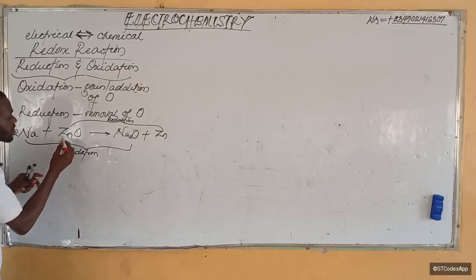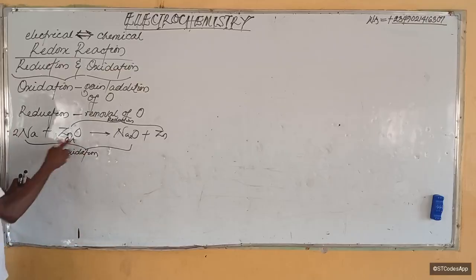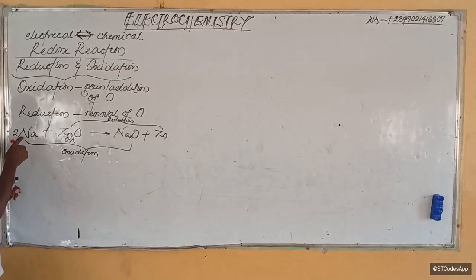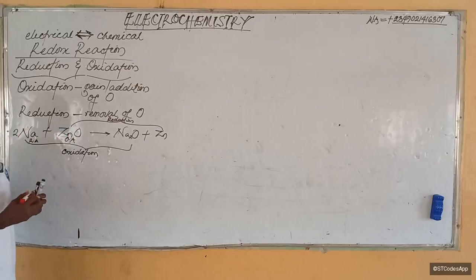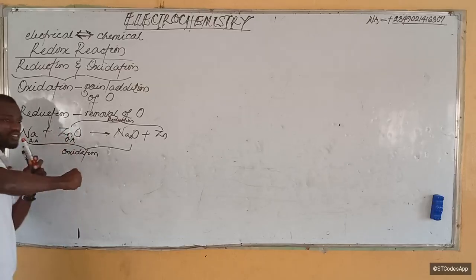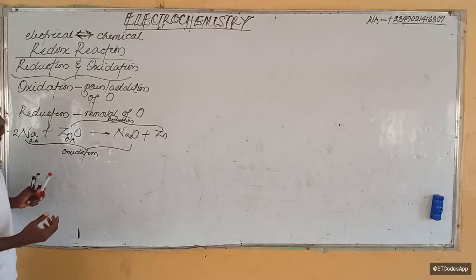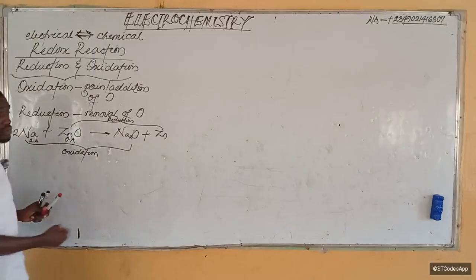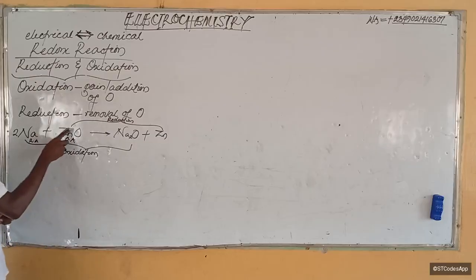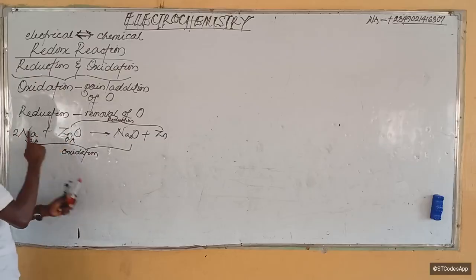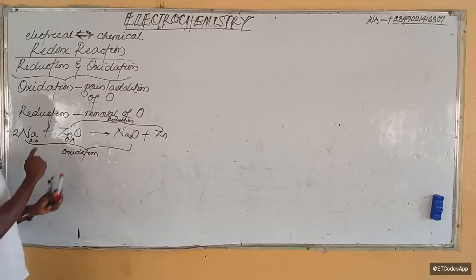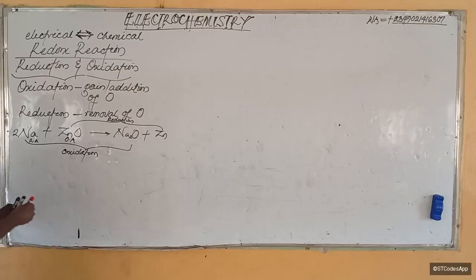So we call it the oxidizing agent, OA for short. Then the one that is being oxidized is the reducing agent because he was the one that helped us to reduce zinc. He helped us to reduce zinc by abstracting oxygen from it. I mean, this is actually a displacement reaction. So it abstracted oxygen from it. Then zinc gave oxygen to sodium, so it is the oxidizing agent. Is it clear? All right.